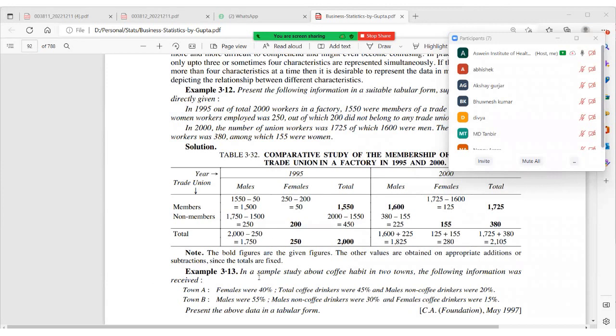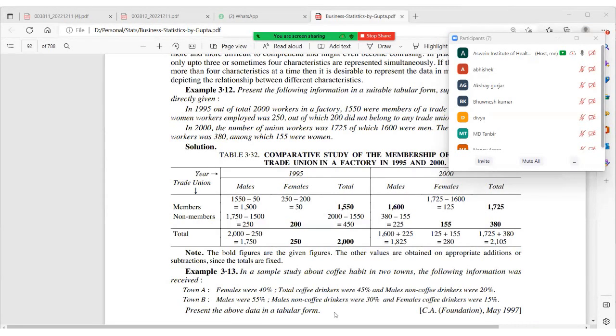In this example, in a sample study about coffee habits in two towns, the following information was received. Town A, females were 40%, total coffee drinkers were 45%, right? And males, non-coffee drinkers were 20%. Similarly, for town B, males were 55%, males, non-coffee drinkers were 30%, and females, coffee drinkers were 15%.